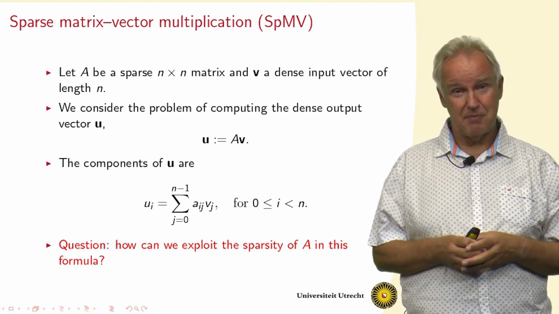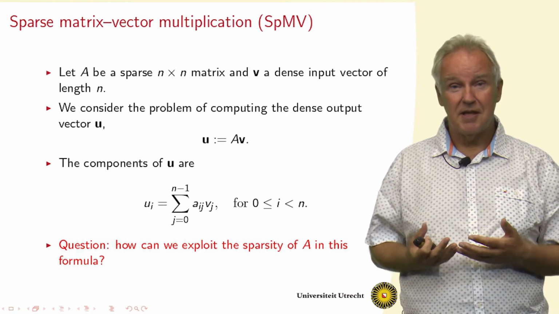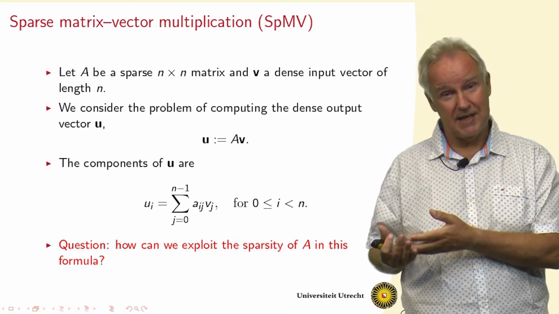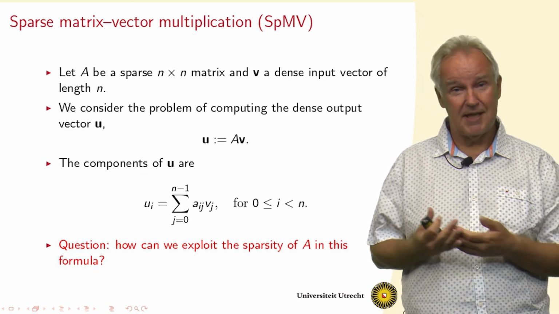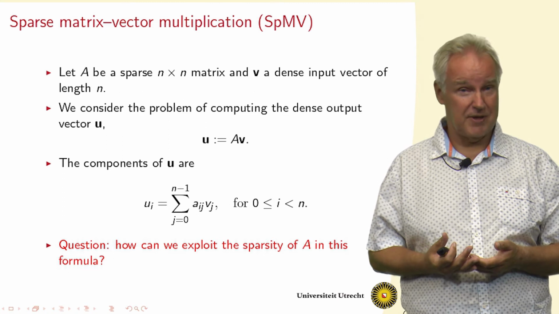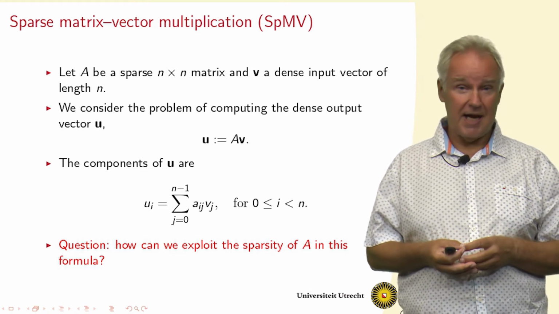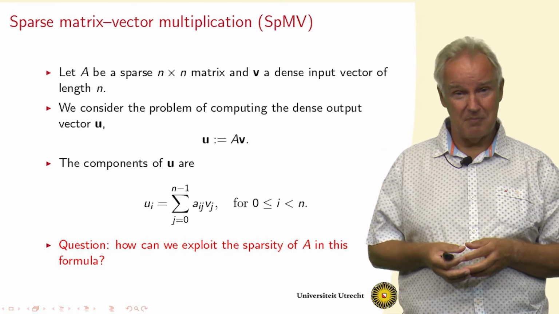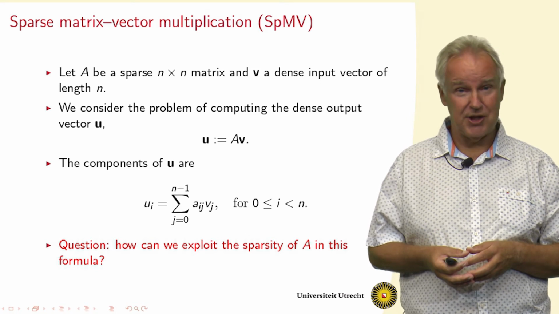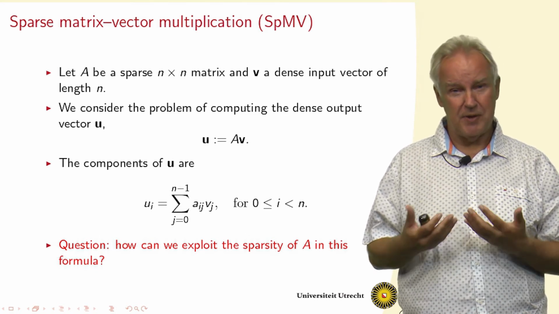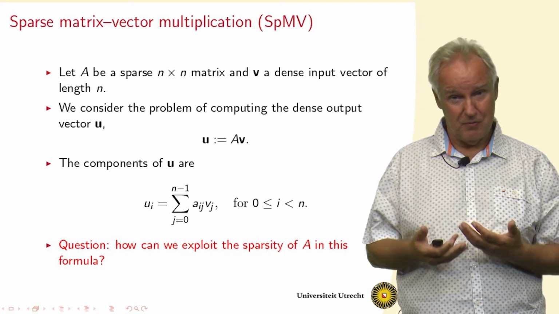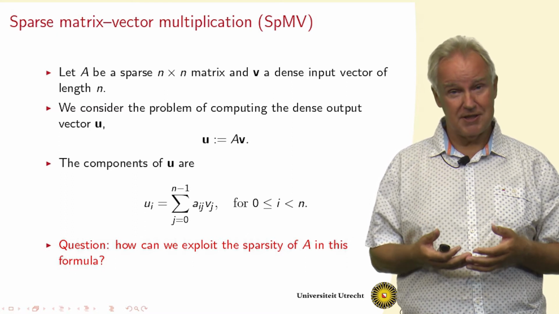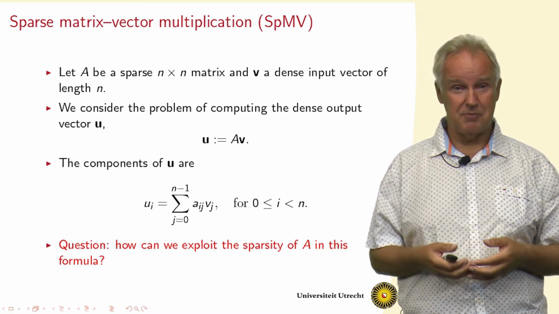Multiplying a sparse matrix by a vector is done by taking a dense input vector v, multiplying it by the sparse matrix A, and then we get an output dense vector u. The ith element of u, ui, is computed as the sum over all the j's of aij vj. Now when you look at this formula for all the i's, how would you exploit the sparsity of the matrix in this computation?